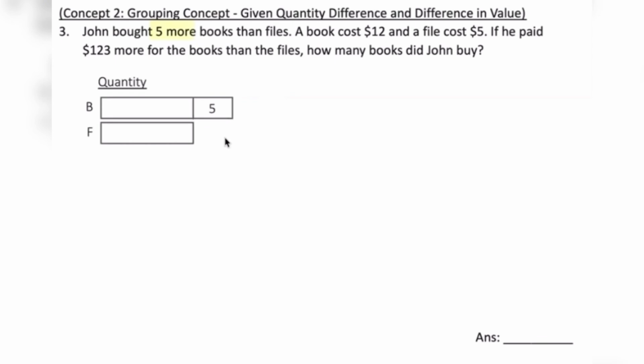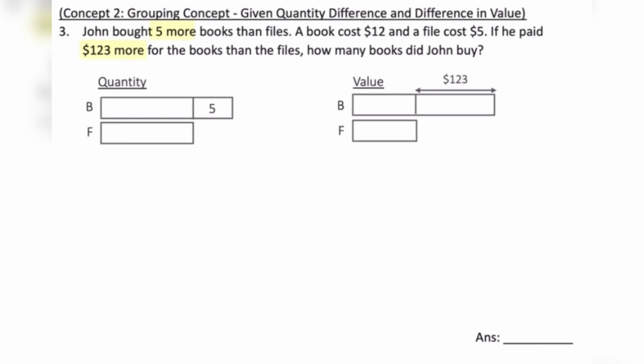Okay, the value of these 5 books is 5 times $12. No. Wait. There's another $1, $2, $3 more. So there's a different concept. There's a 5 more than and a 123 more than, right? So this more than, you need to draw a model as well, because this represents the difference in value between the books and files, the total difference in value between the books and files. Still need to draw a model.